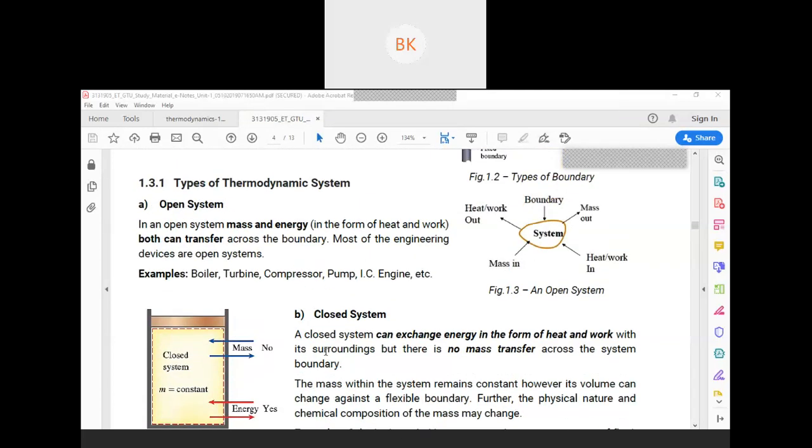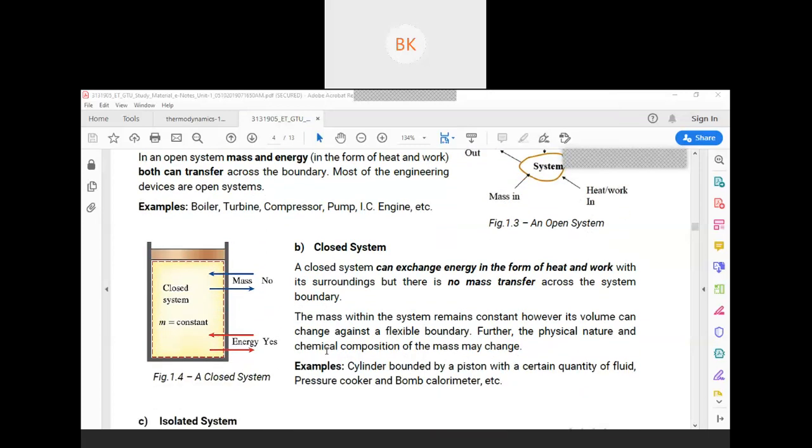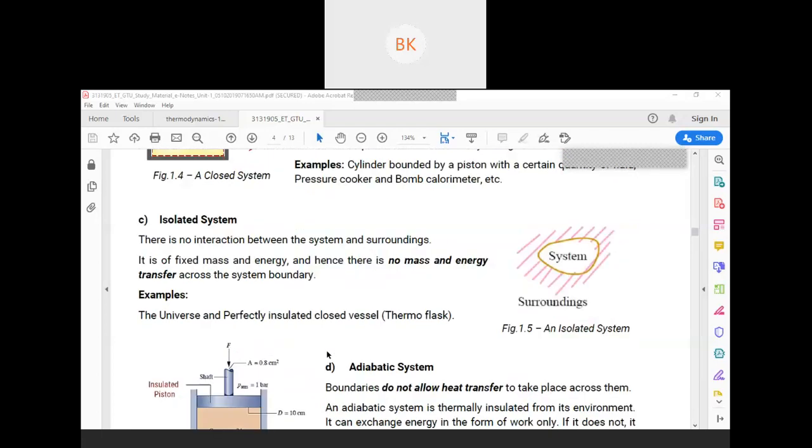Then the next thing is your thermodynamic systems. We have already seen three types. The open type: in an open system both mass and energy can be transferred, I mean heat and energy can be transferred from system to boundary or boundary to system. In the closed type, there is only an exchange of energy and mass is not transferred. So these are called closed systems. And the third is called the isolated system.